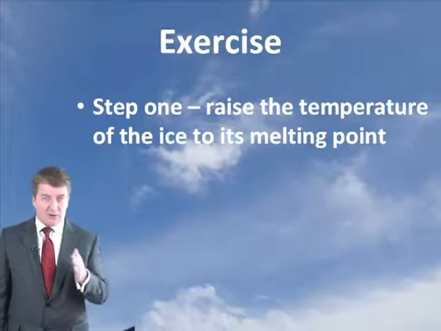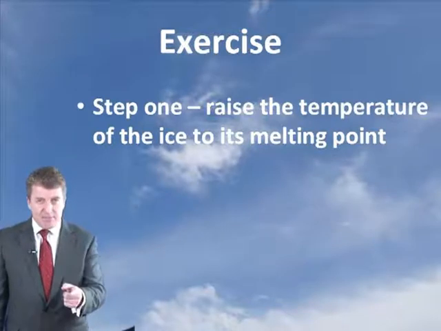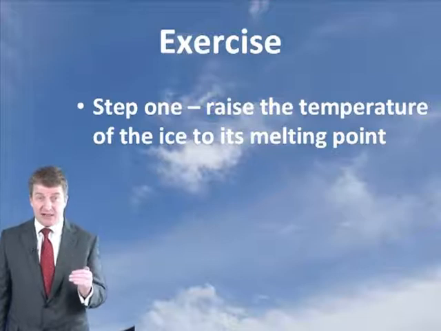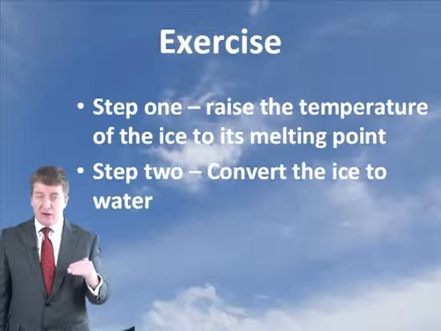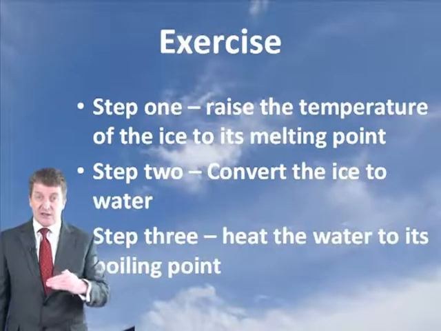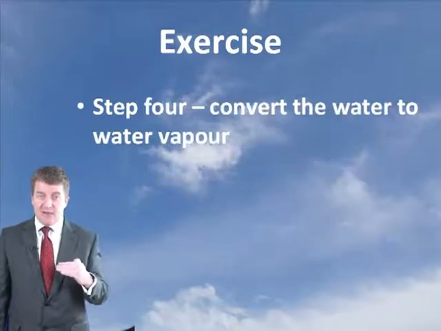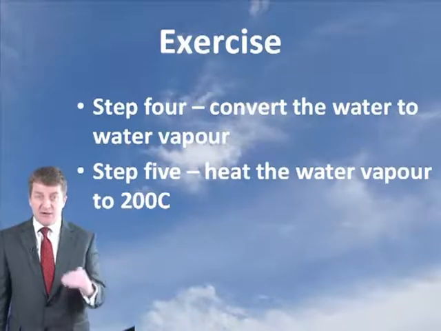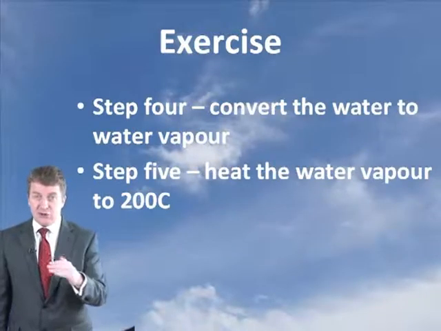Right, what's the first thing we need to do? We've got 5 steps here. Step 1, we've got to determine how much energy is required to raise the temperature of the ice at absolute zero to its melting point. Then we've got to convert the ice to water. Then we've got to heat the water to its boiling point. And step 4, we've got to convert the water to water vapour. And finally, we've got to heat the water vapour to 200 degrees C. Do you understand? We've got to work out 5 steps, and these 5 steps should make you understand this whole principle.